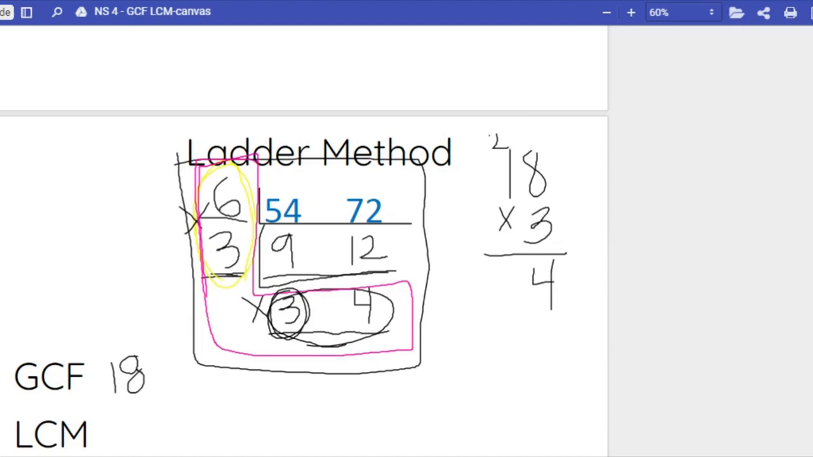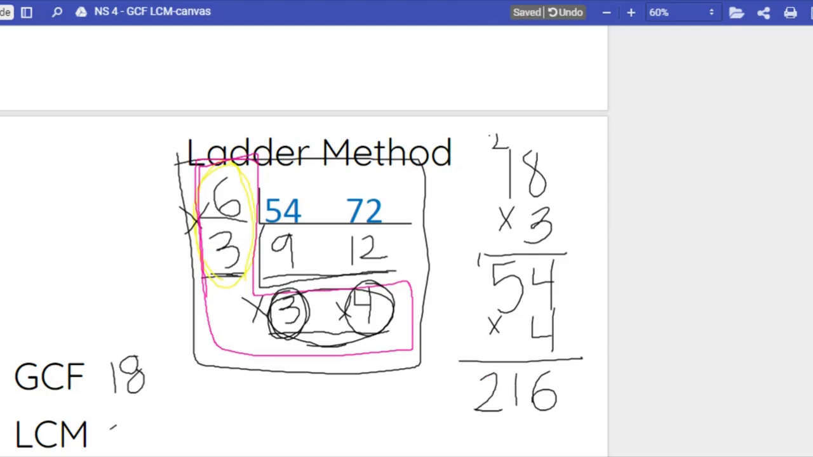3 times 1 is 3, plus 2 is 5. Now I multiply that by my last number, which is 4. 54 times 4. 4 times 4 is 16. Carry the 1. 5 times 4 is 20, plus that 1 is 21. So the least common multiple is 260.